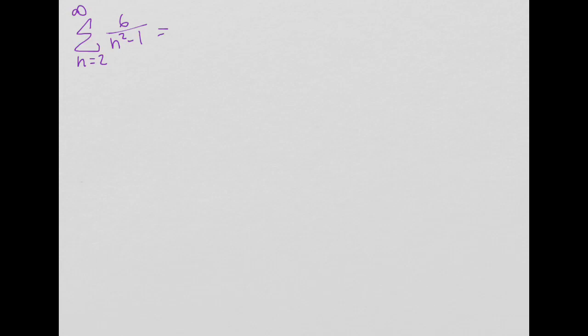Well, you might start listing terms and see if that gets you anywhere. 6 over, notice we're starting at n equals 2, so our first term we're going to take 2 squared is 4, minus 1 is 3, plus our second term, 6 over, now n is 3, so 3 squared is 9, minus 1 is 8, plus our third term, 6 over, now we're at n equals 4, 4 squared is 16, minus 1 is 15.